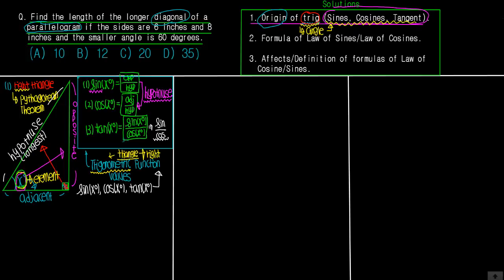So this was the first thing that we had to know, which means the origin where sine, cosine, as well as tangent originated from. It originated from the triangle, especially a right triangle. This was the first thing that we need to know in order to solve our equation. And the second thing we need to know in order to solve our equation is the formula of the law of sines and law of cosines. What is the law of sines as well as the law of cosines?